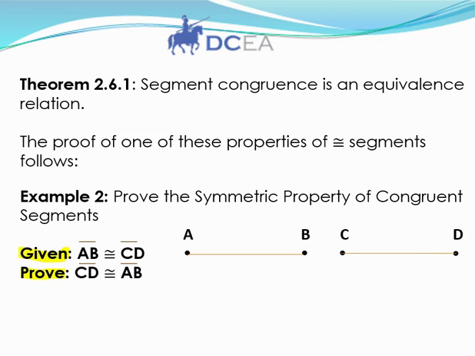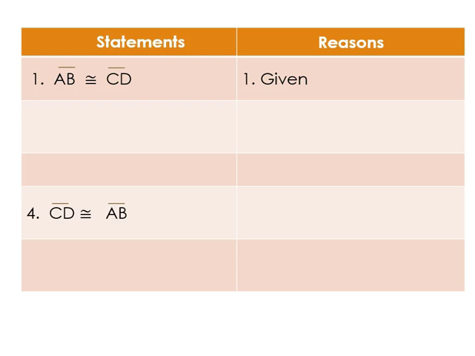We need to remember that any equivalence relation shows reflexive, symmetric, and transitive properties. We learned this from section 2.5 on page 79. That was one of the properties in the table that was reviewing properties of equality. You should also have the properties written with your definitions, postulates, and theorems. So let's proceed with our proof.